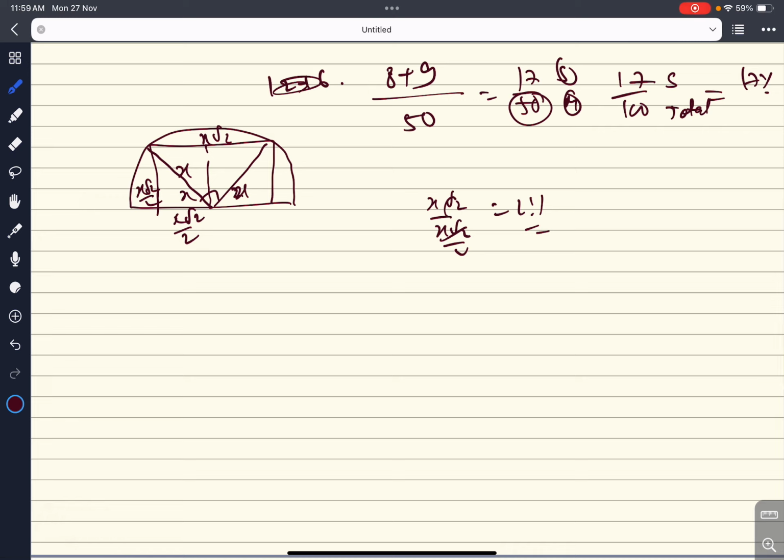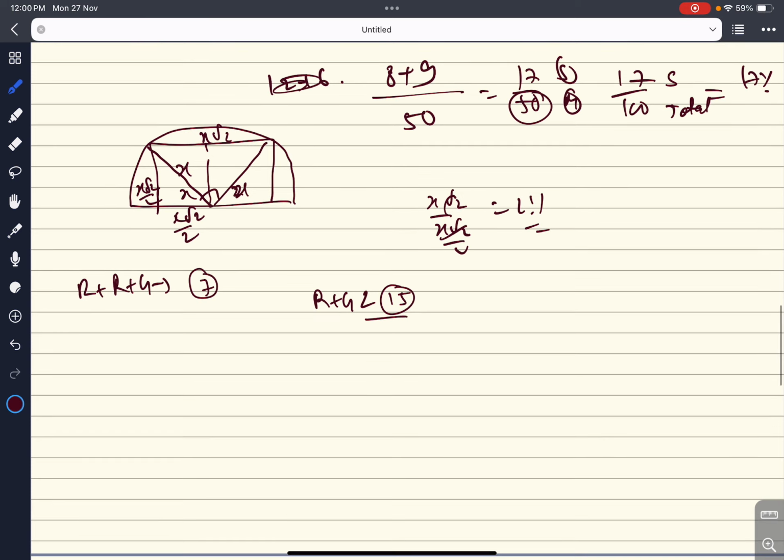Yes, one more question was that 3 people are there: Rahul, Rakshita, and Gurmeet. They take 7 days to complete a work, whereas Rahul and Gurmeet take less than 15 days to complete the work. So which of the given options is not possible for Rakshita?